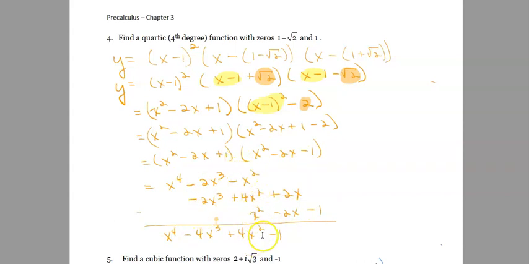Okay, these two cancel. That is canceling as well. So then you have a negative 1. This is your final answer. That's your quartic. You know it's a quartic because it has a power of 4, so it's consistent with what they told me I was going to find.